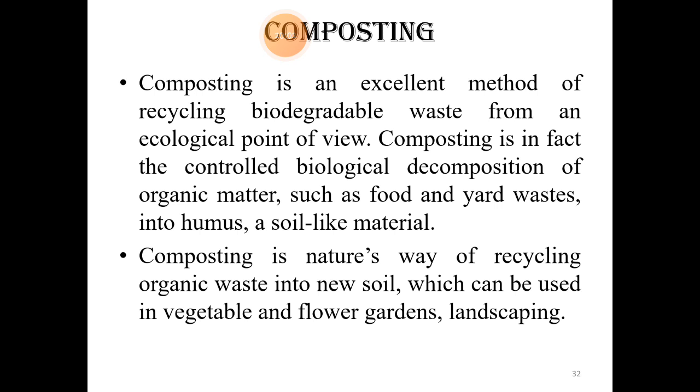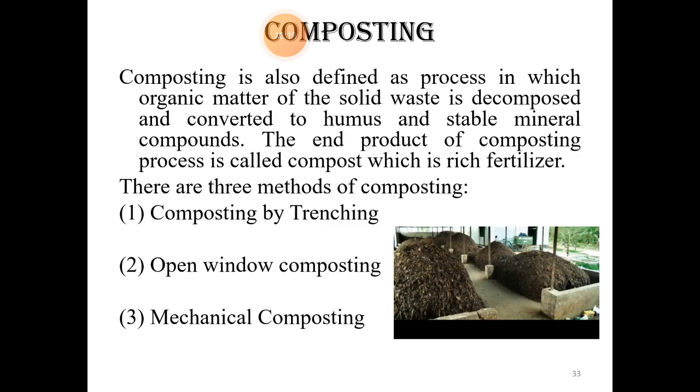It is done with the help of microorganisms. This humus soil is a nutrient-rich soil which is used as manure for gardening purposes. So, the process of composting is technically defined as a process in which organic waste matter is decomposed and converted into mineral-rich humus. This end product of humus is also called compost, a rich fertilizer, and the process is called composting.